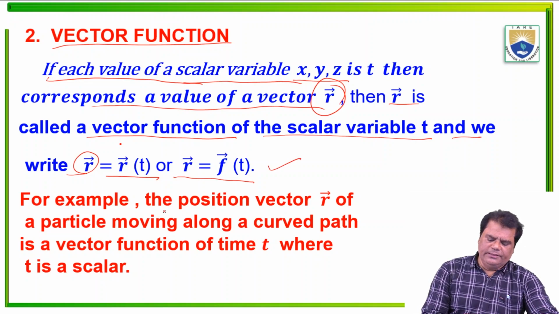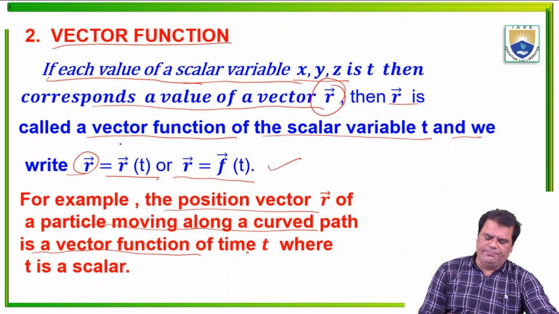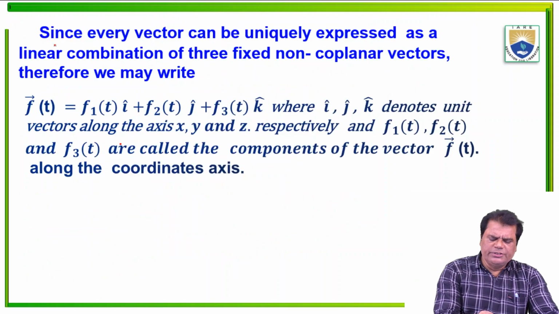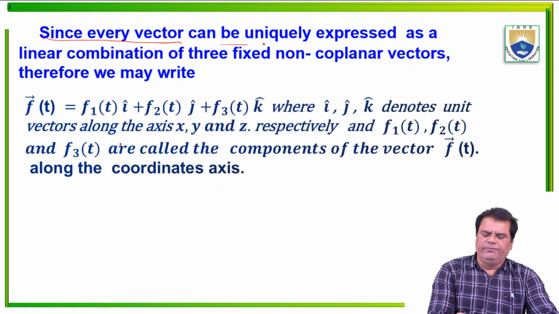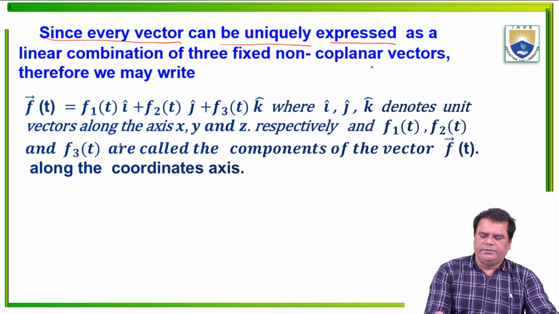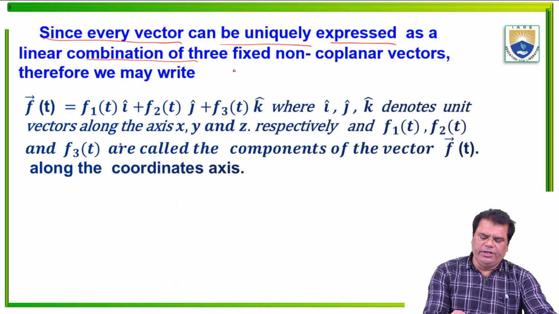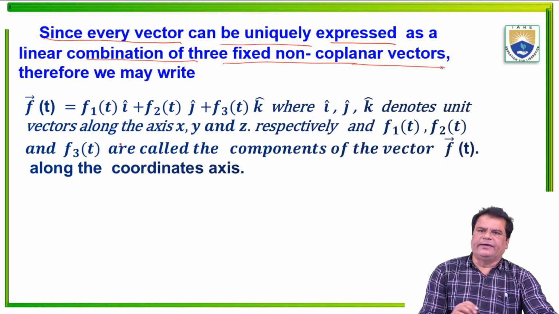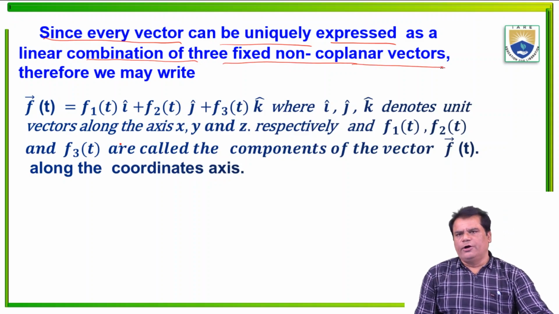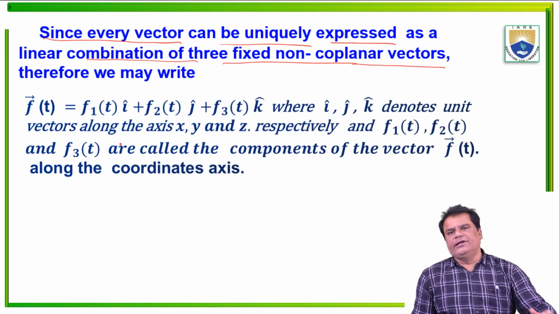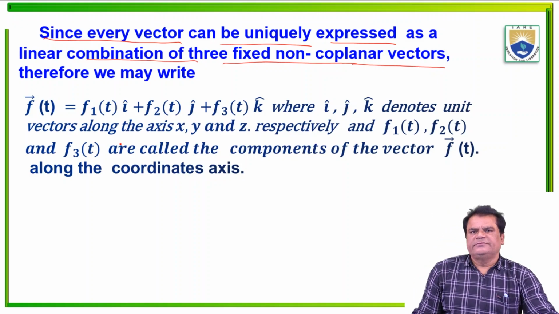For example, the position vector r of a particle moving along a curved path is a vector function of time t, where t is scalar. Since every vector can be uniquely expressed as a linear combination of three fixed non-coplanar vectors. What are three non-coplanar vectors?